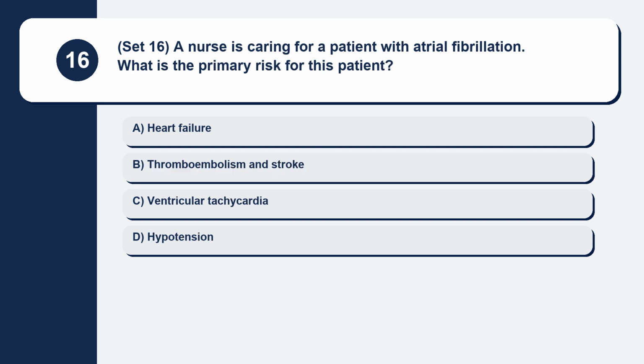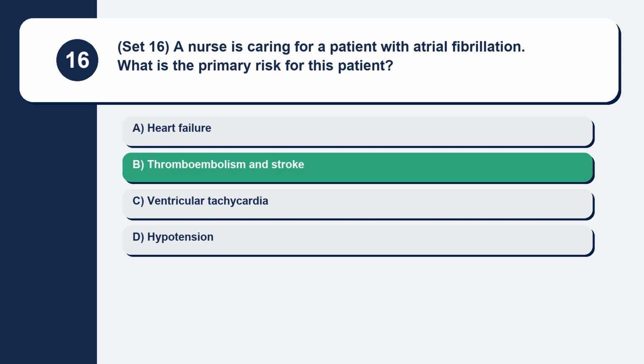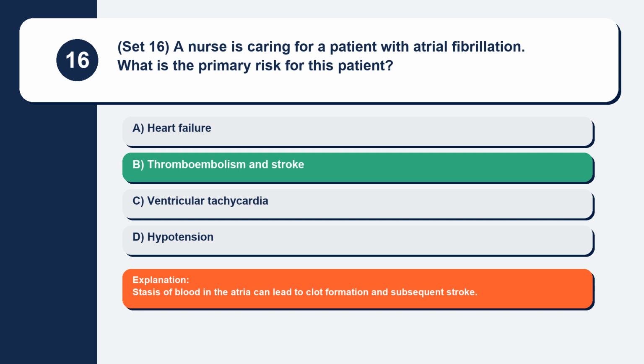Question 16. Set 16. A nurse is caring for a patient with atrial fibrillation. What is the primary risk for this patient? Heart failure, thromboembolism and stroke, ventricular tachycardia, hypotension. Stasis of blood in the atria can lead to clot formation and subsequent stroke.